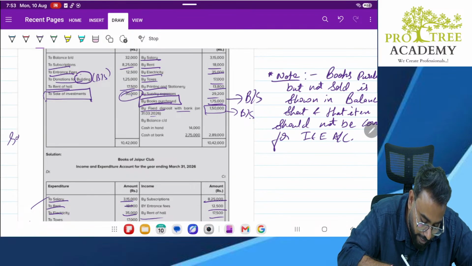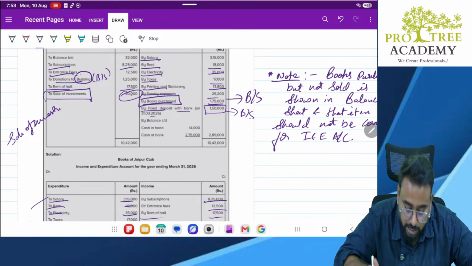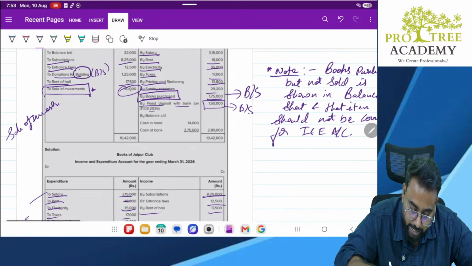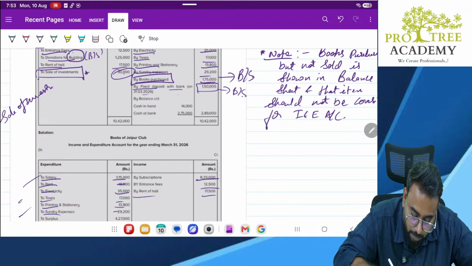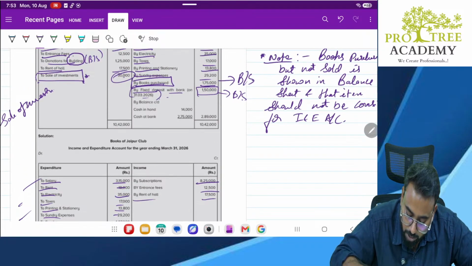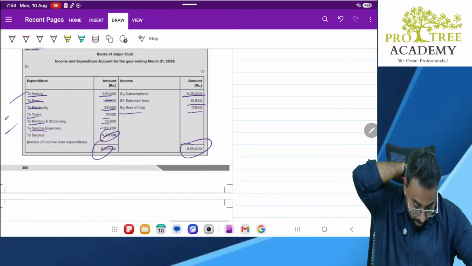See, whenever there is a sale of investment, there are chances that there is profit or loss. But here, there is no such information given. So let's assume there is no profit or no loss. So let's not take this item. Fixed deposits are there, but again, they have not given any interest on fixed deposits. So leave it aside. If you total this and find out, you will get the surplus.